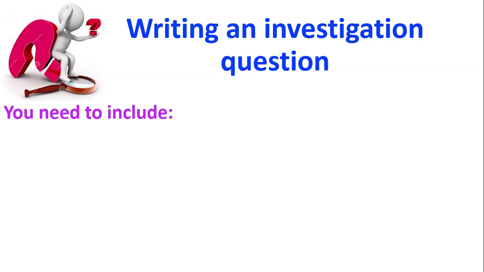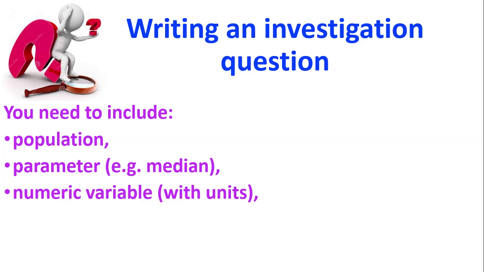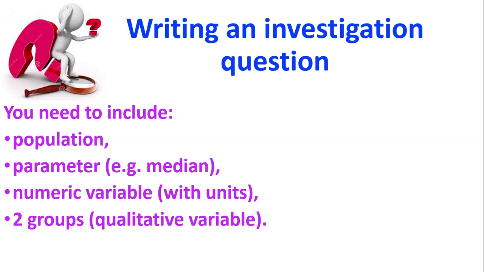When we're writing an investigation question, first of all we need to think about all the things we must have in this question. You must tell me the population that you're studying. You must tell me the parameter that you're using. It's usually going to be the median unless you have a good reason to use the mean. You need to tell me which numeric variable you're going to use. So are you talking about the heights? Are you talking about the number of cell phone calls made? What is the variable and its units?